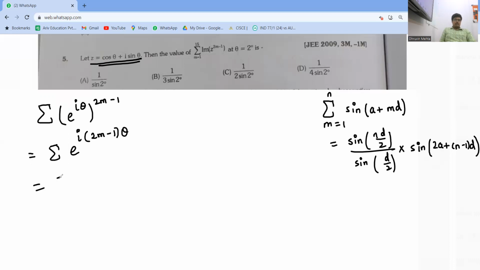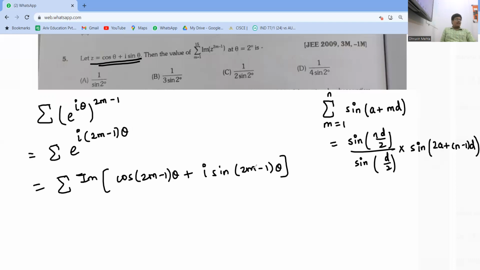So do you realize, Pravra, Arush, this is now basically cos of 2m minus 1 theta plus I sin of 2m minus 1 theta. और स्लाइड में क्या नहीं समझा Pravra, we first convert this to Euler's form, e raised to I theta, correct. Then we multiply the powers, and now we are converting it back to the polar form. उसका reason ये है Pravra.